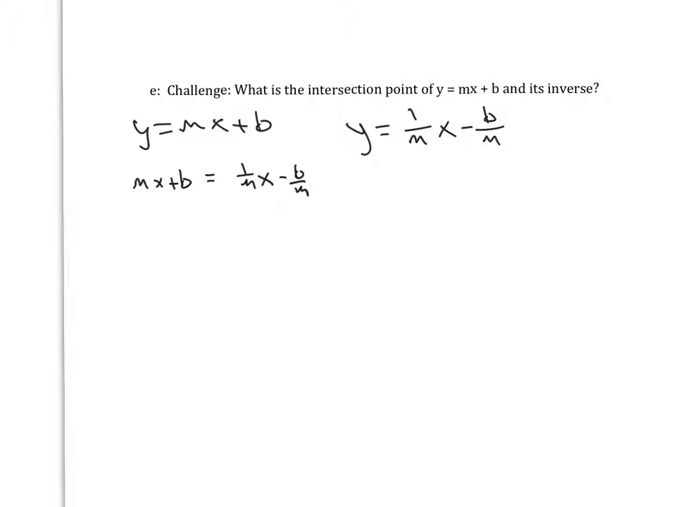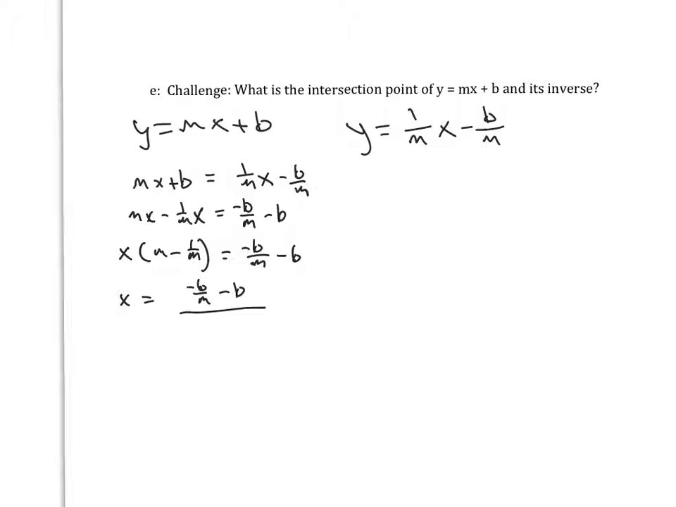All right, let's get the x terms on one side, and so we get mx minus 1 over mx is equal to negative b over m minus b. So when we factor out, we get x times m minus 1 over m is equal to negative b over m minus b. Okay, so this is going to give us x is equal to negative b over m minus b, over m minus 1 over m.